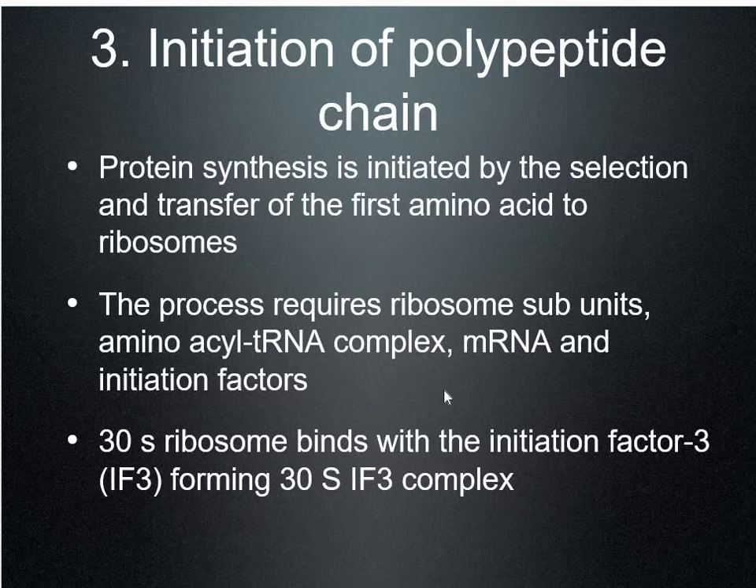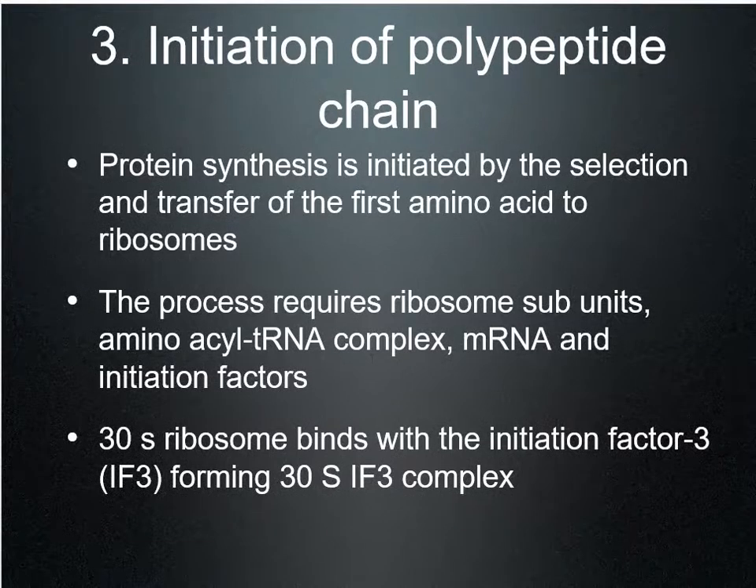As the first stage, ribosomes have two subunits, 30S and 50S in prokaryotes. The 30S ribosome binds with initiation factor 3, forming a 30S-IF3 complex. This is the first step of initiation.